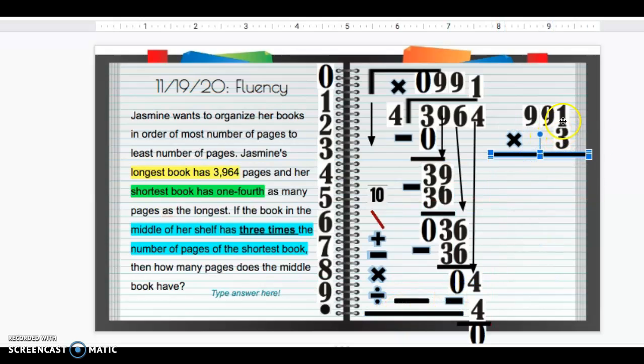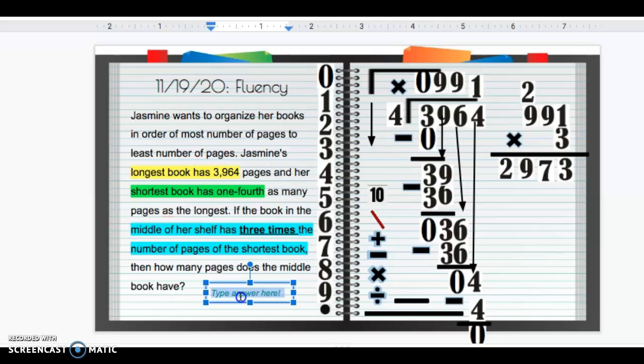So I do 3 times 1 is 3. 3 times 9, 27. Then I do 3 times 9 is 27, plus 2, 27, 28, 29. So my middle book on the shelf has 2,973 pages. That's fluency.